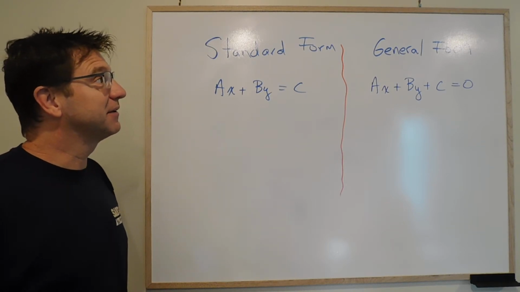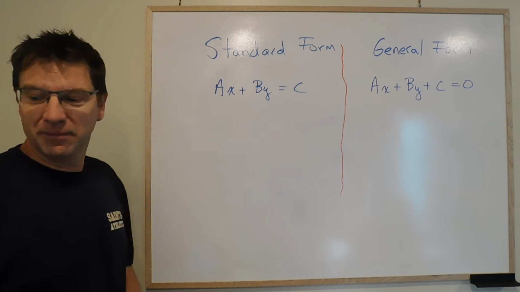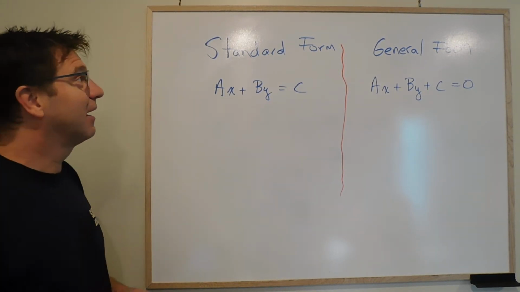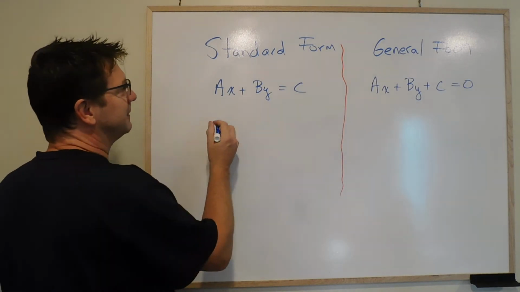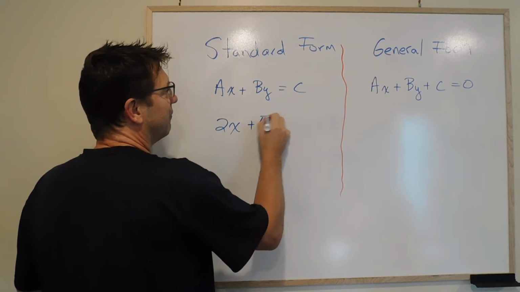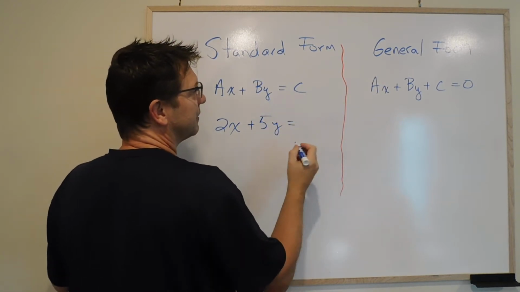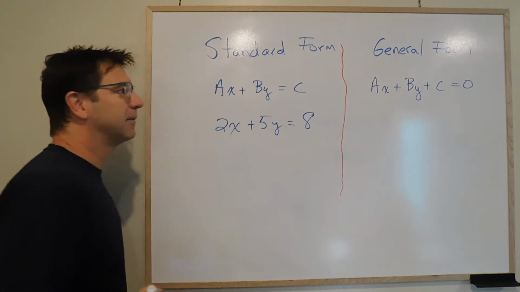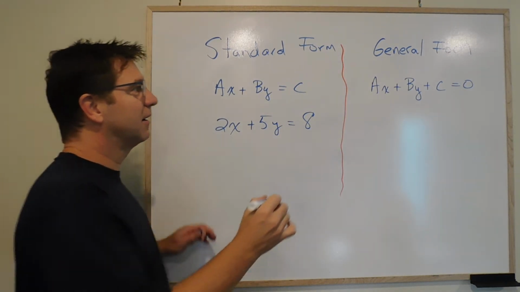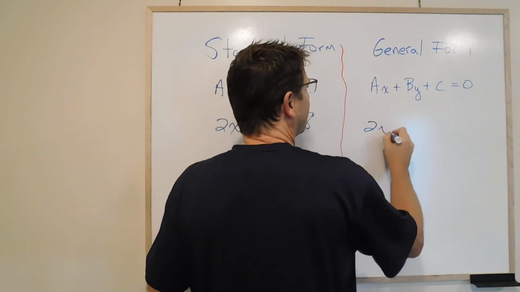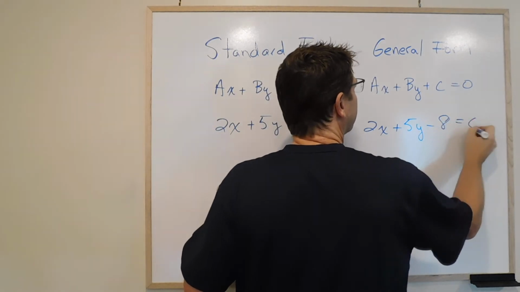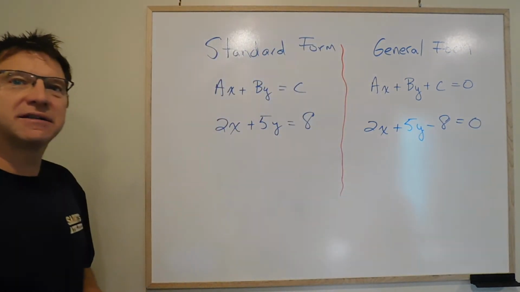There's very little difference between standard form and general form, and if you Google it, you'll see them very quickly. So if I wrote an equation, we'll keep it simple. 2x plus 5y equals 8, okay? Something like that. Then over here, that'd be 2x plus 5y minus 8 equals 0. Okay? It's the exact same equation.